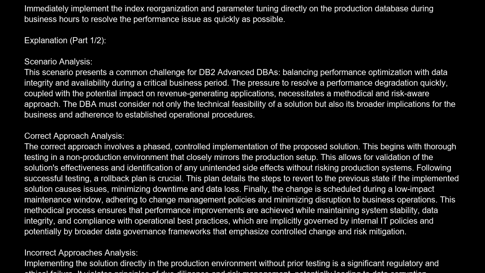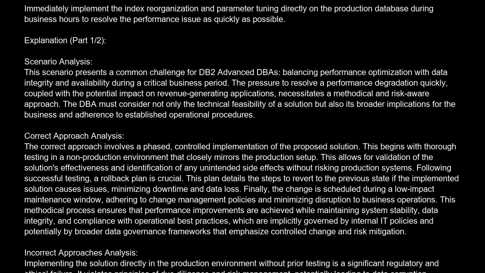Explanation. Scenario analysis. This scenario presents a common challenge for DB2 advanced DBAs, balancing performance optimization with data integrity and availability during a critical business period. The pressure to resolve a performance degradation quickly, coupled with the potential impact on revenue-generating applications, necessitates a methodical and risk-aware approach. The DBA must consider not only the technical feasibility of a solution, but also its broader implications for the business and adherence to established operational procedures.